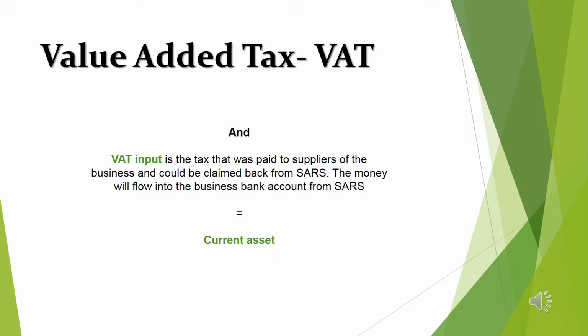VAT input is the VAT you claimed from SARS, and therefore SARS owes you money. The money will therefore flow into your business from SARS. VAT input is a current asset.